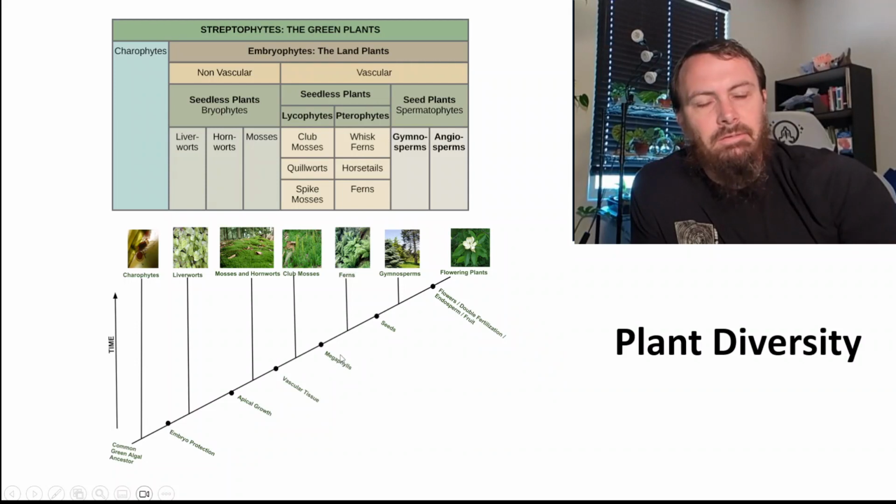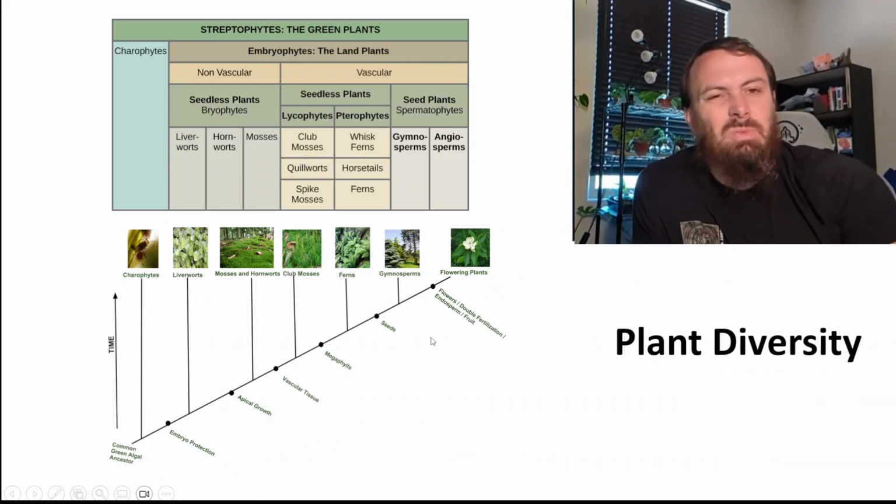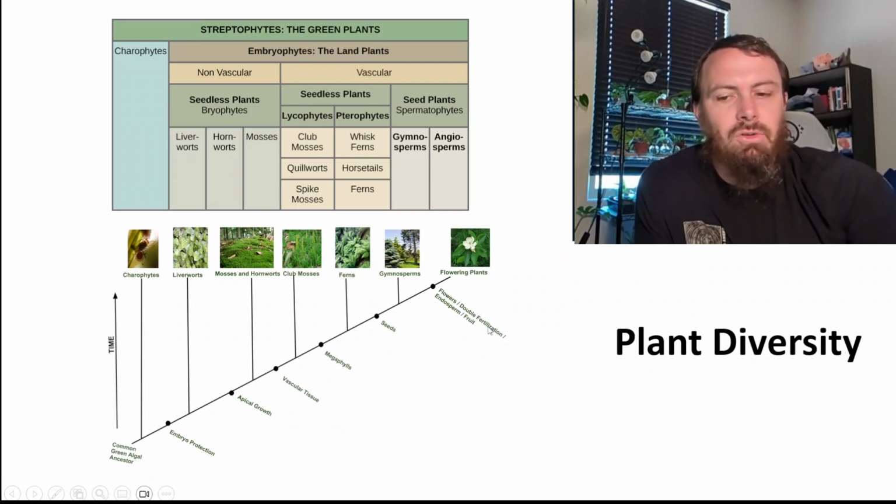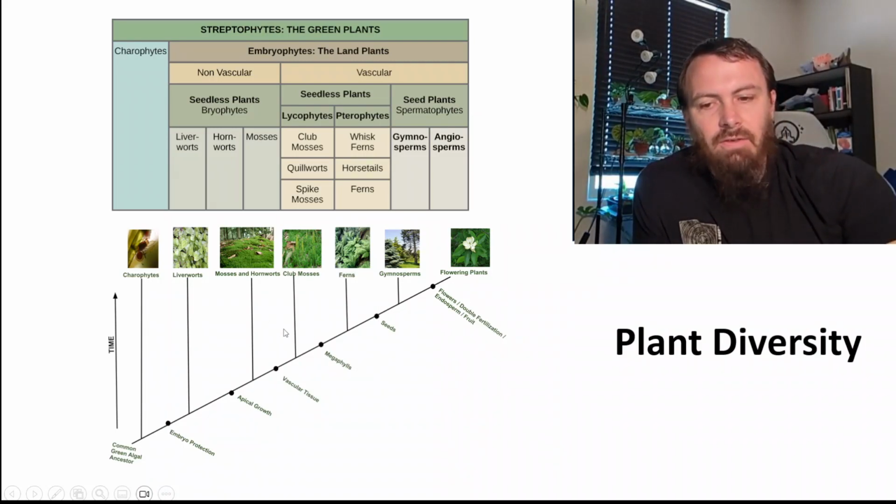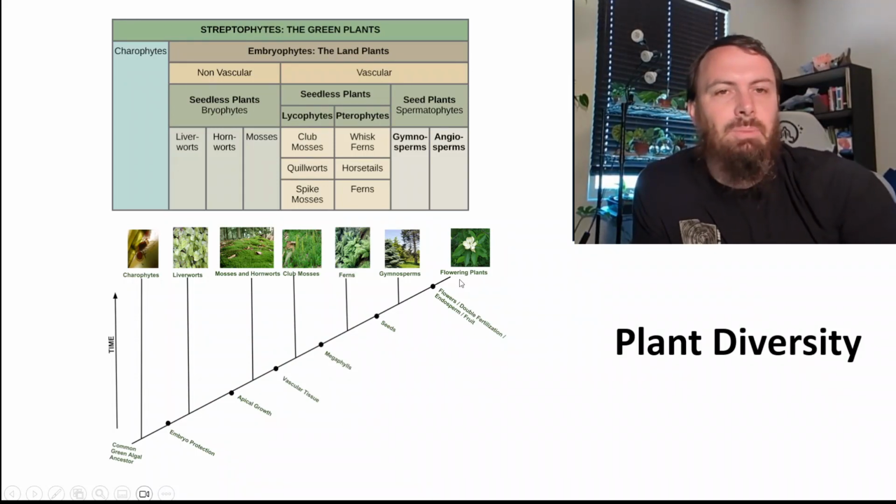So we start to get megaphyll leaves, which you can see just means big leaves. And you can see that in a fern. A fern is a vascular seedless plant. Then after ferns diverge, we get to the seed plants. So seeds developed here, meaning gymnosperms and flowering plants, gymnosperms and angiosperms, are the two big groups of seed plants.